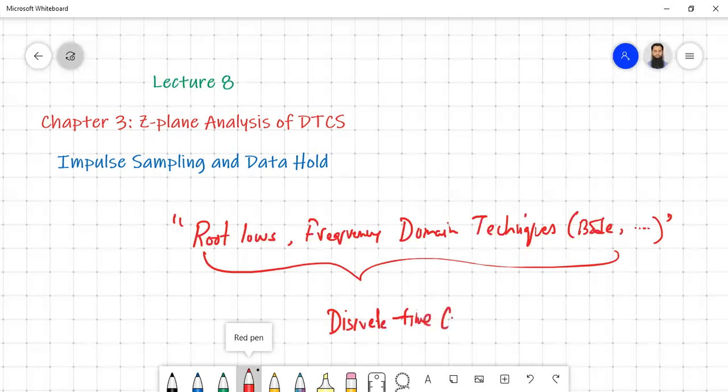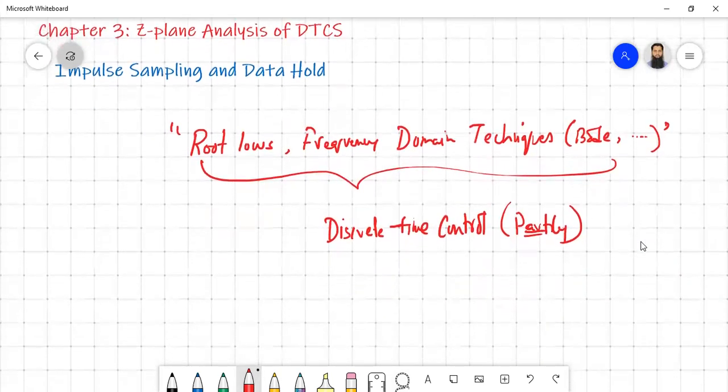By discrete time control system, it can be partly discrete or it can be fully discrete. Mainly the partly discrete part will be discussed here, that is, partly discrete and partly continuous.